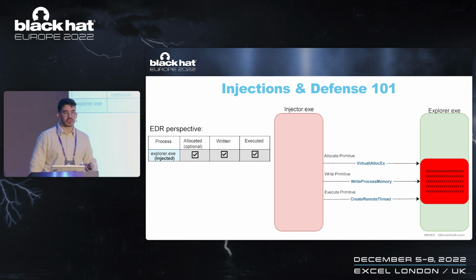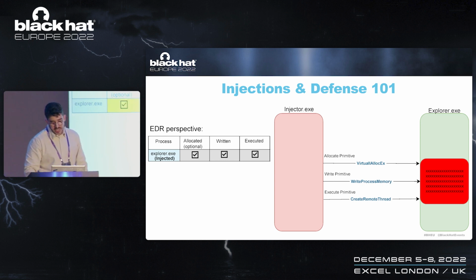If EDRs try to correlate this, they will get a ton of false positives, because only allocating and writing, let's say, is a legitimate communication method in Windows. So in this example, we have injector.exe, which will try to inject into Explorer. And from the EDR perspective, the EDR monitors events being made on Explorer and events being made from the injector, and will try to correlate what is being made on the machine.